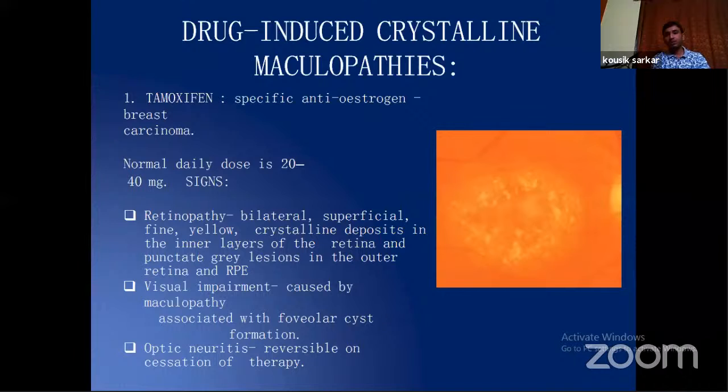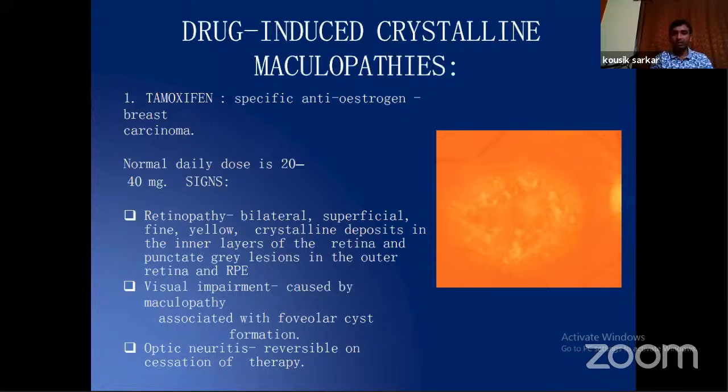Now, drugs which cause crystalline maculopathy include tamoxifen. It is a specific anti-estrogen which is usually used in breast carcinoma. The normal daily dose is 20 to 40 milligram. Here, bilateral superficial fine yellow crystalline deposits occur in the inner layers of the retina, and punctate opacities in the outer layer of the retina.